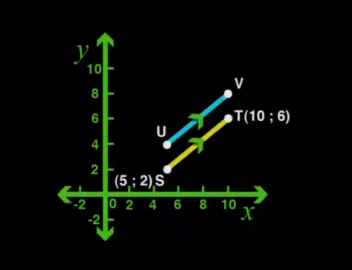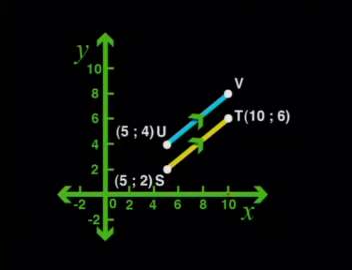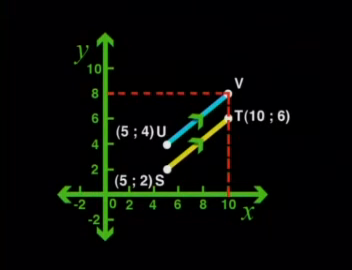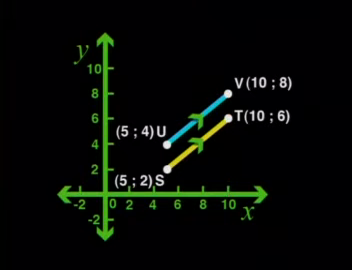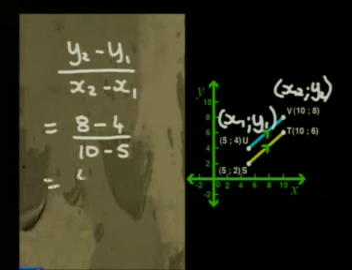Do you think you can find the coordinates of U and V for us, Refillware? Okay, let's see. The x value is still 5 and the y value will be 4. So the coordinates of U will be 5, 4. For V, the x value is still 10 and the y value will be 6 plus 2. That's 8. The coordinates of V will be 10, 8. Good work. You are getting pretty good at this. Now we can work out the gradient of the translated line. UV is 8 minus 4, all divided by 10 minus 5, which is 4 divided by 5.